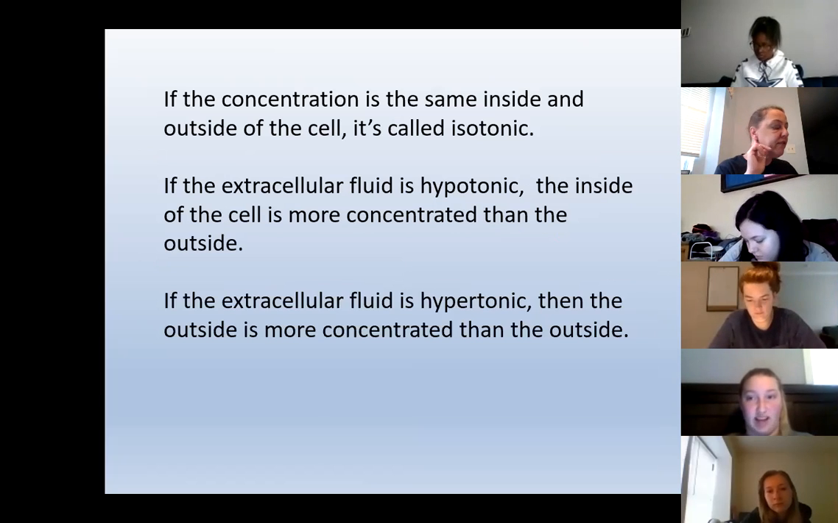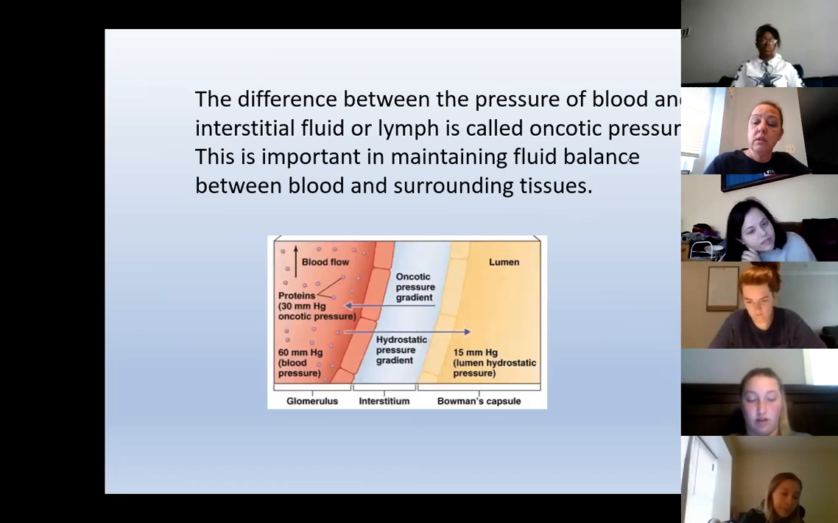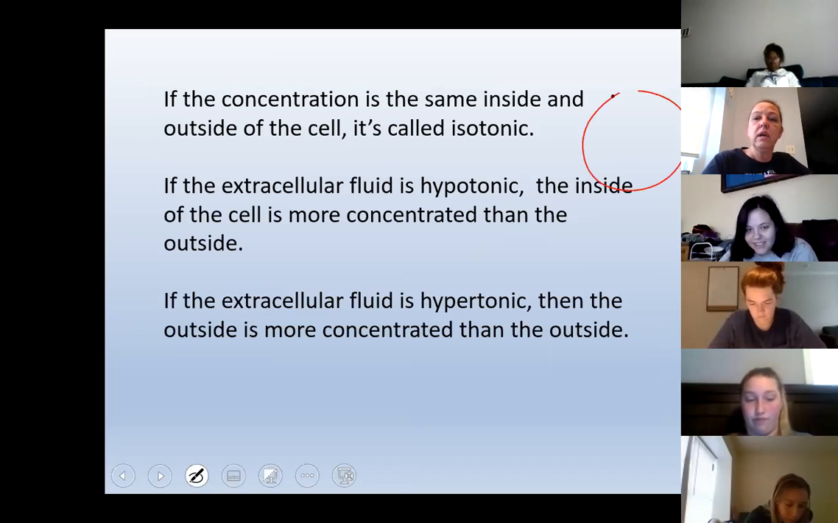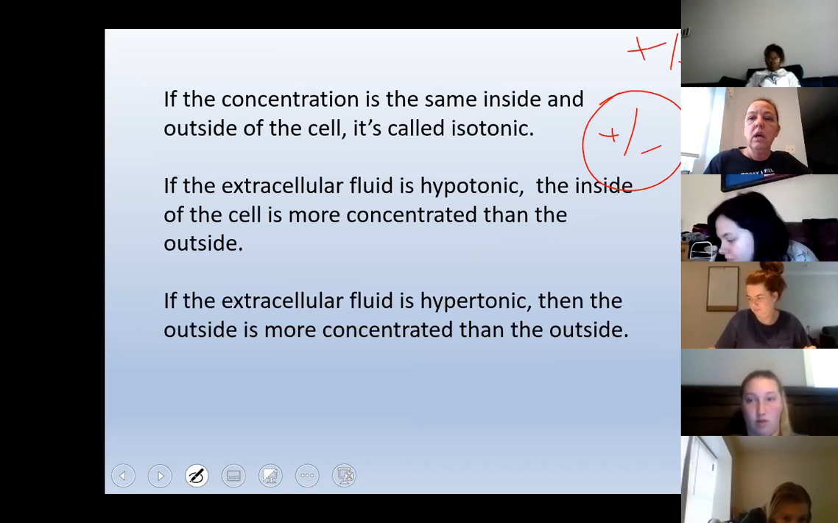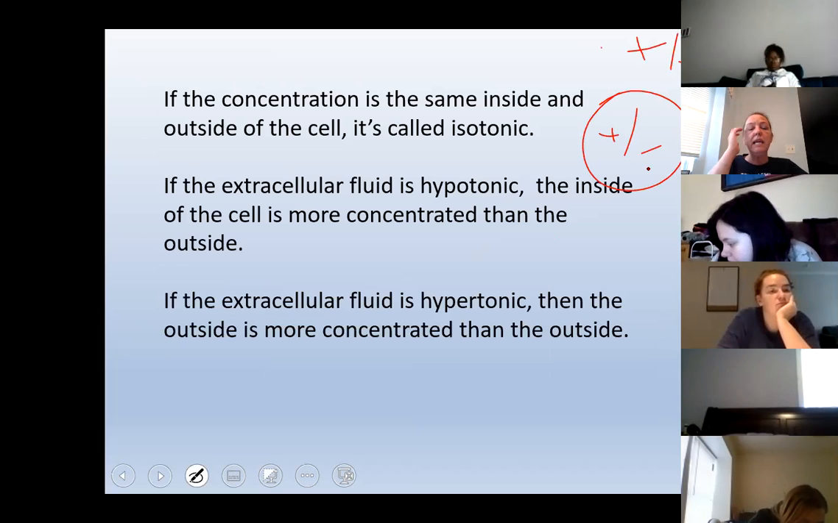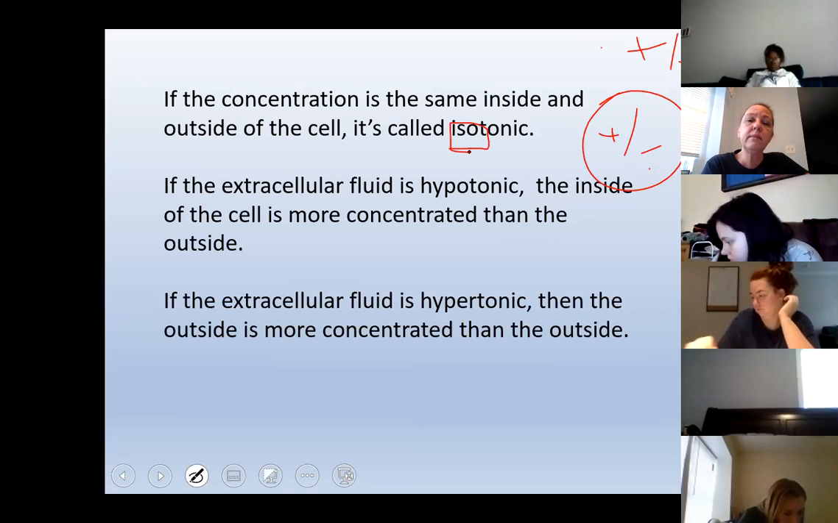Now here I have, this is just terminology. Here I have a cell. And this is where all of this diffusion and osmosis is applying to. My pressure on the outside of the cell is equal to the pressure on the inside. This is known as iso. Iso is the medical term for the same.